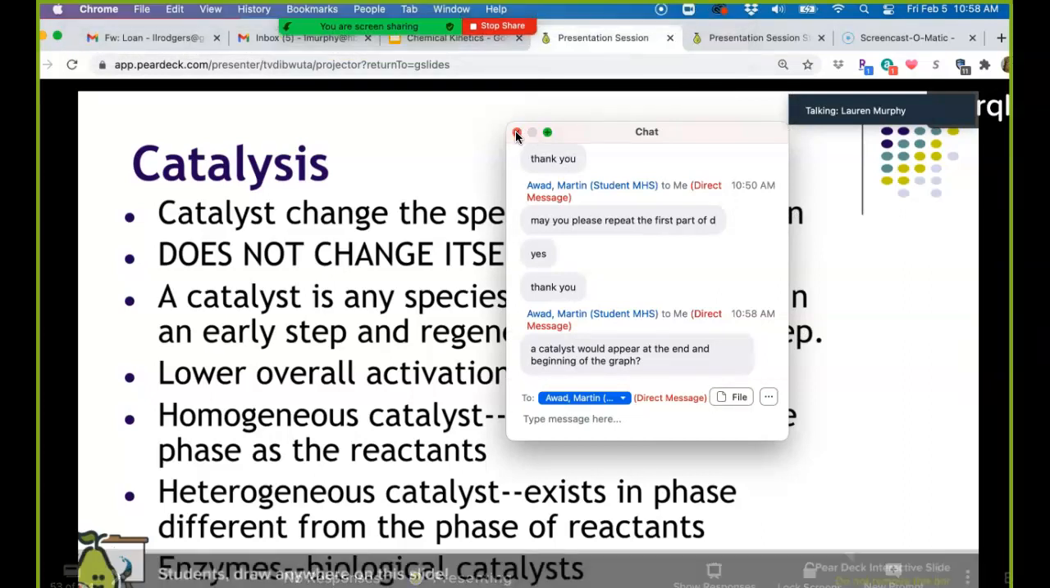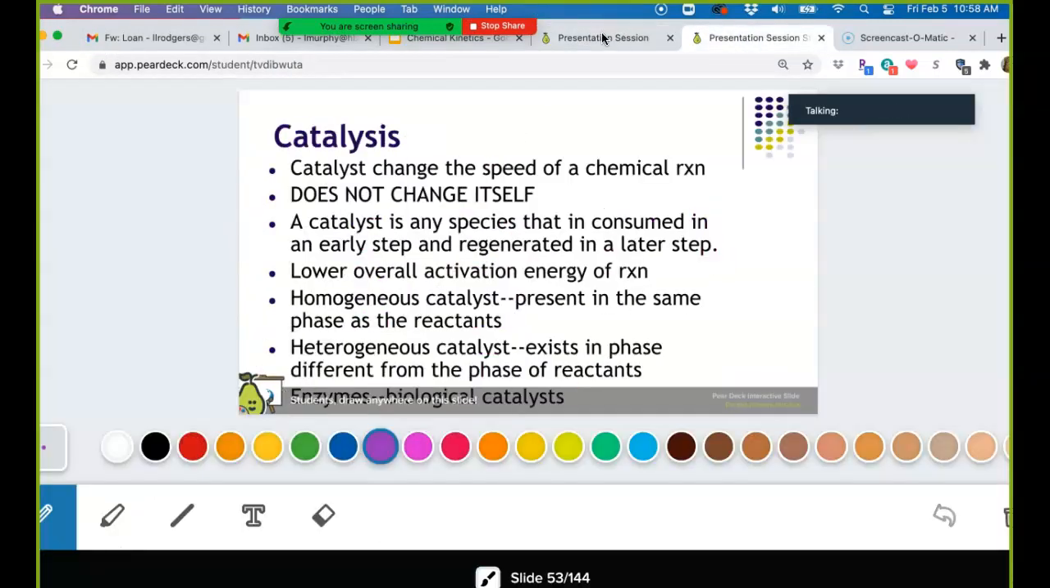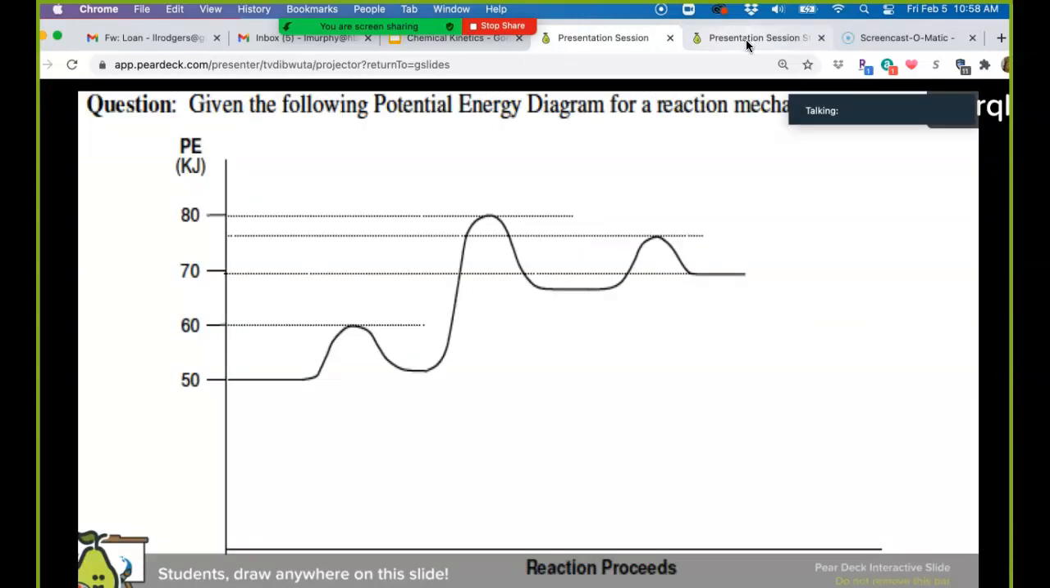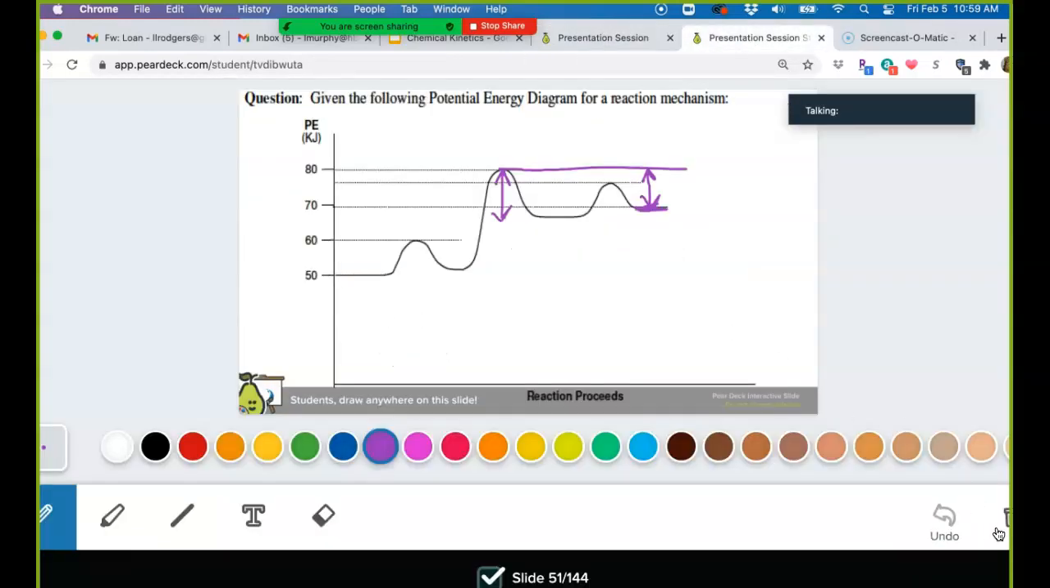A catalyst would appear at the beginning and the end, yes. But this is a great question that I didn't get asked. How could you show a catalyst is present?